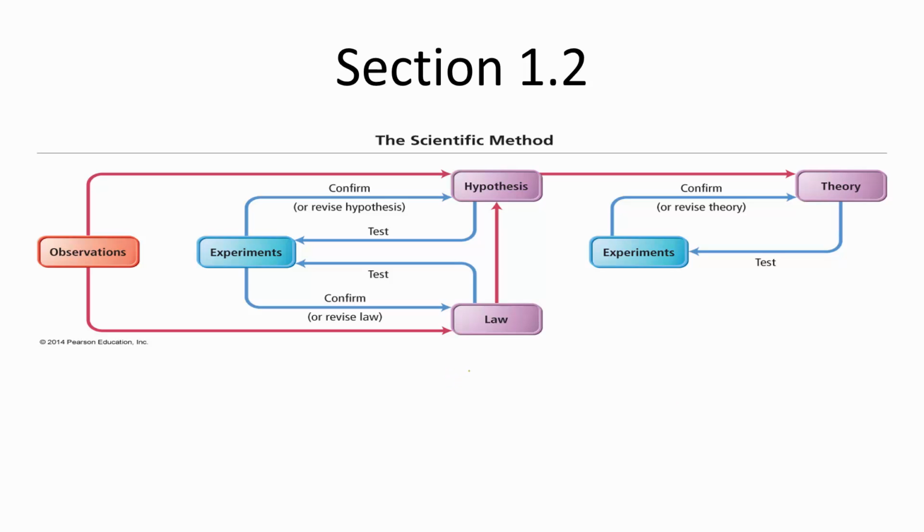Section 1.2 discusses the scientific method. Now, the scientific method is the way that we use in science to investigate problems and issues and basically the universe as a whole. So we use this to investigate, to try and figure things out.